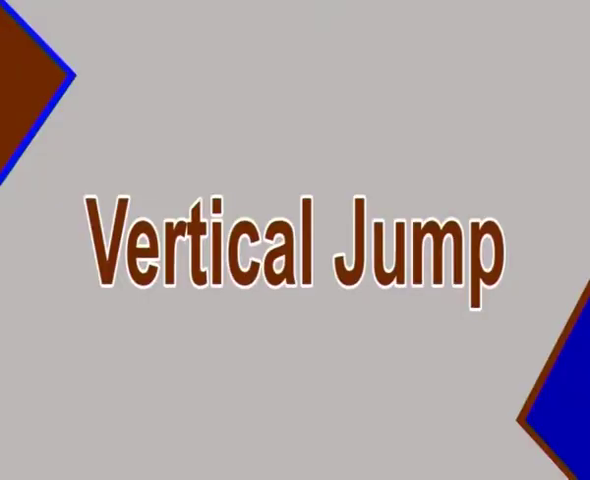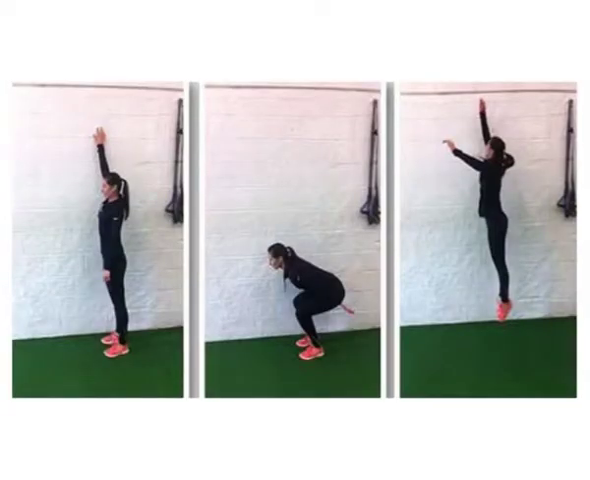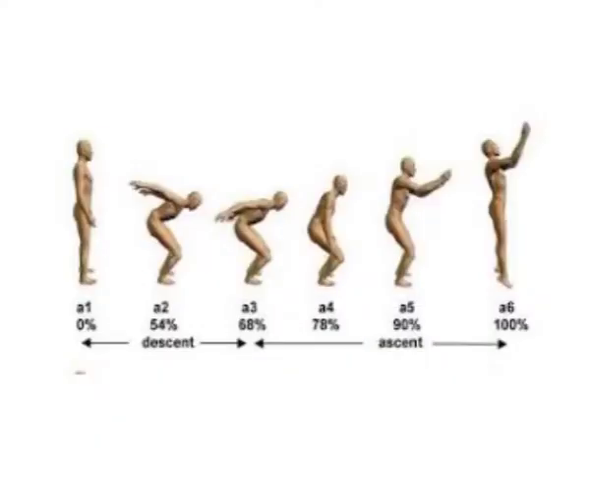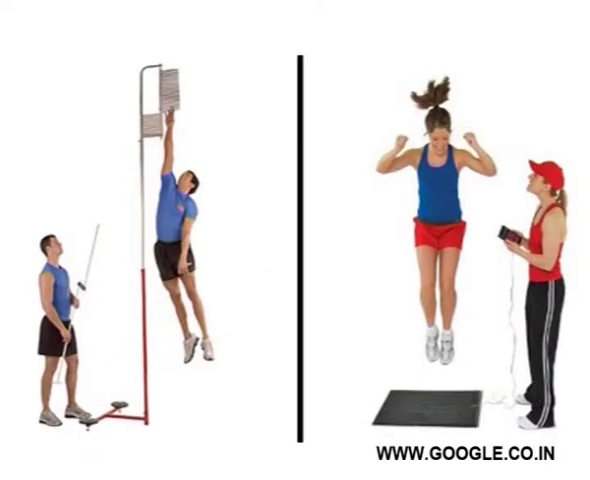Fifth is vertical jump. This is another test that you can do at home with very minimal requirements. This is used to determine leg muscle strength. It is sometimes called the vertical leap or the Sargent jump, named after American physical education pioneer Dudley Sargent. To perform the test, you attempt to reach the highest point on a wall by jumping.